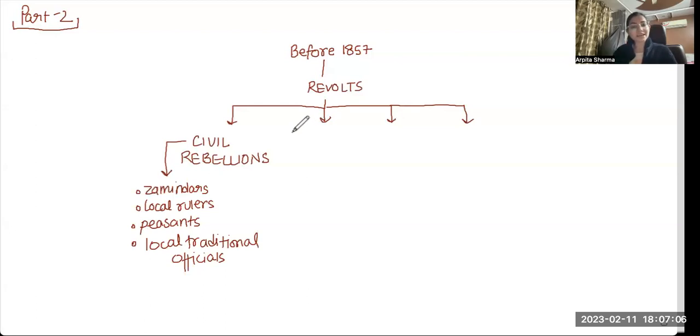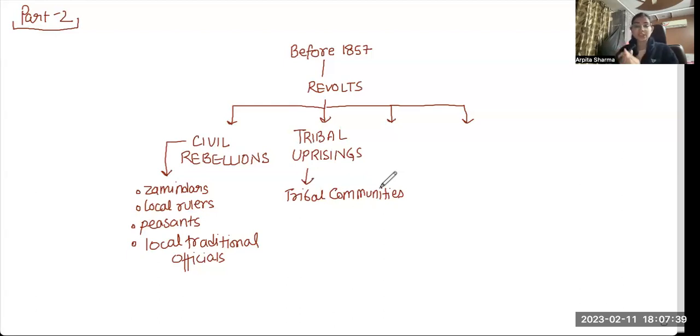When we talk about the second category of revolts which happened before 1857, we have the tribal uprisings. In the tribal uprisings, we saw the tribal community participate in the agitation against the Britishers. Why were they participating? Because the Britishers were trying to snatch away their lands for their own revenue administration.